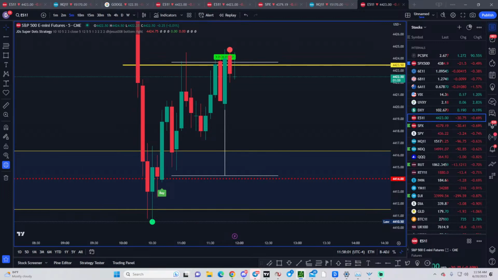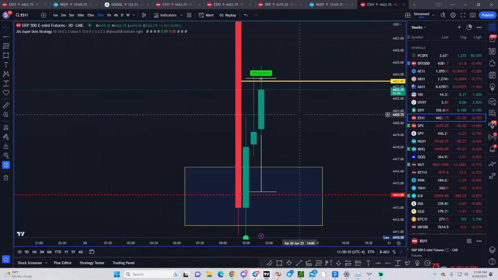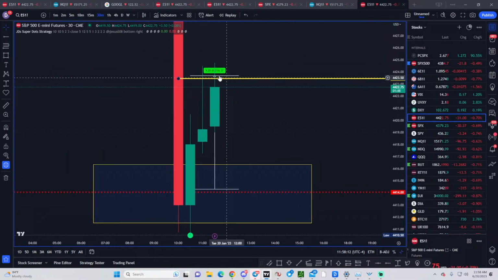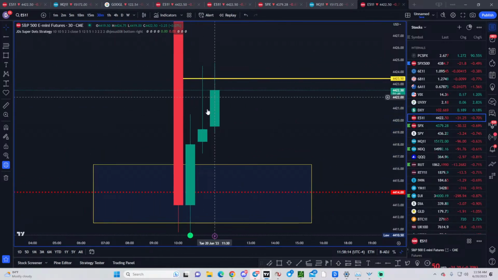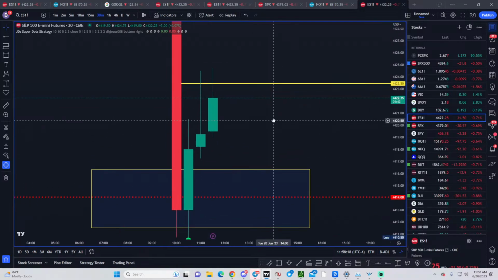So right now, we're 2 minutes into the next period. As you can see, the ES in a 30-minute time frame has done what I have explained to the team. It has broken the one time framing down and is now one time framing higher.